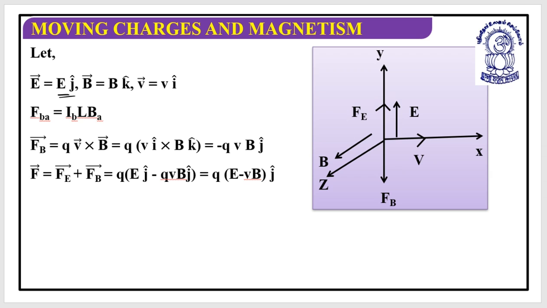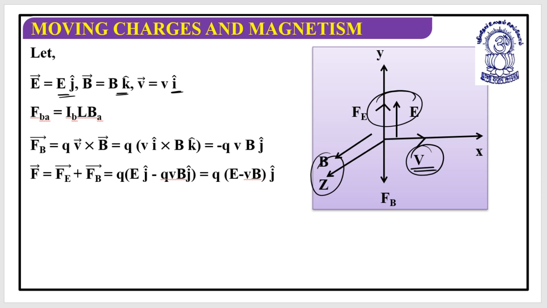E would be in the plus j direction. Magnetic field, as it is outside the plane, is k cap, and velocity as it is in the i cap. Yes, this was the situation. This is the velocity, this would be the electric field, and this would be the magnetic field.